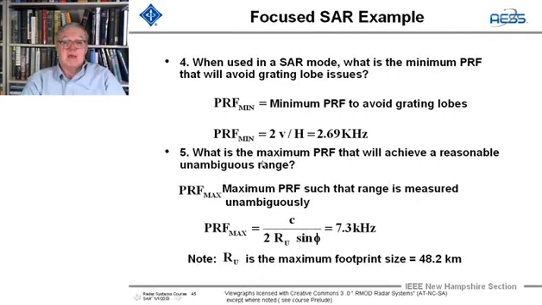And what is the maximum PRF that will achieve a reasonable unambiguous range? The maximum one is where the range is measured unambiguously. Here we are, and that comes to be the 48.2 kilometers, and the maximum PRF is 7.3 kilohertz, and that R_u is just the maximum footprint size that we can have here.